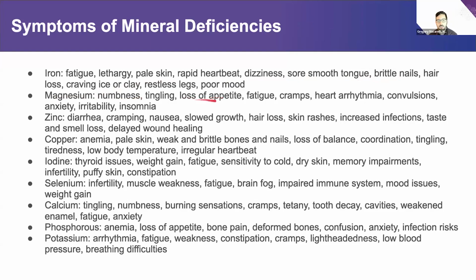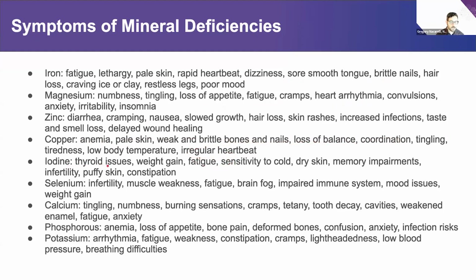Numbness, tingling, loss of appetite, cramps, heart arrhythmias. For zinc, skin, immune system, wound healing, slow growth. You'll see all these things impaired. For copper, some similar symptoms to zinc deficiency, can also be associated with anemia, weak and brittle bones, loss of balance and coordination. So some neurological symptoms there, in addition to some cardiovascular symptoms.